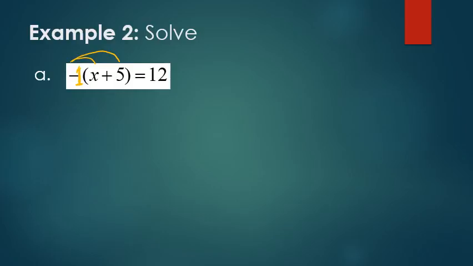So once I do this, I get a negative 1x. Negative 1 times a positive 5 gives me a negative 5. Bring down the equal sign and bring down the 12. Now just like before, after we do our distribution step, we now have our two-step equation that we can solve.